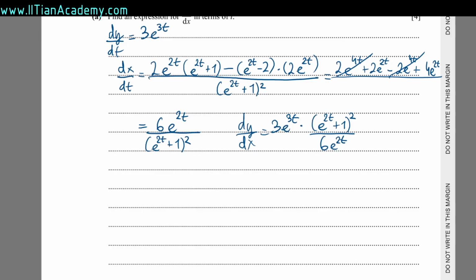If we want, we can still simplify this a little bit. We can divide the 3 by the 6 to get a half, and we can also simplify the powers of e. So this will be a half times e to the t, times (e to the 2t plus 1). Sorry, 3t minus 2t is just going to be a t. That's not factoring, that's just simplifying the fraction.